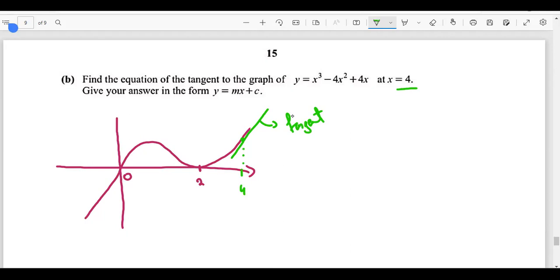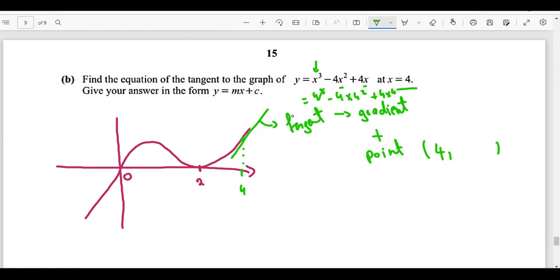We know how to find the equation of any line. For finding the equation of any line, we need the gradient, and other than the gradient, we need a point on the line. For the point, we have this 4, and the y coordinate can be easily calculated by plugging in 4 in this x. This would give me 4 cubed minus 4 into 4 squared plus 4 into 4. This and this would be cancelled, and this is going to give me 16. So 4 and 16 is the point.